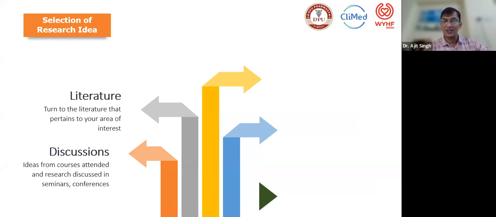So the first thing is literature. Coming back to the selection of research idea: first, you will get great ideas from literature. Then the discussions, ideas from the courses you are attending, research discussions from seminars, conferences. Seminars and conferences are the best thing to get research ideas. They discuss the latest things, the latest ideas, the future implications, what has not been done, what could be done. From there, you can get great ideas in your domain.